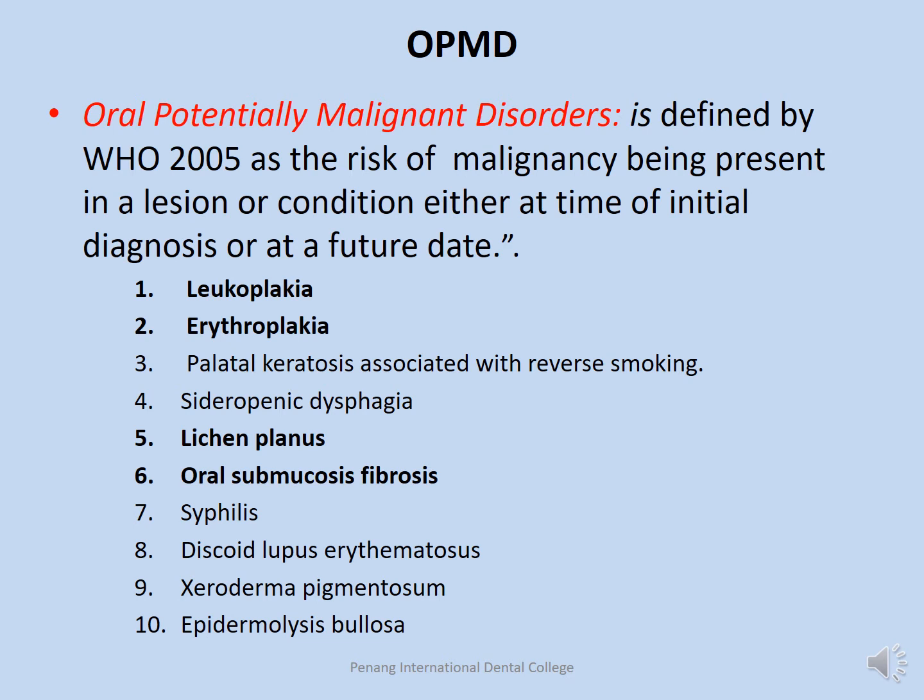Now, under OPMDs, these are the 10 listed lesions or disorders that have a high chance of developing oral cancer in a person. Number one is leukoplakia, then erythroplakia, palatal keratosis associated with reverse smoking. Number four is cytopenic dysphagia, then lichen planus, oral submucous fibrosis, syphilis, discoid lupus erythematosus, xeroderma pigmentosum, and epidermolysis bullosa. In this lecture, some of these topics would be covered by me, and in some of the other topics, you will notice that Dr. Larry would be elaborating. Okay, so let's move further.